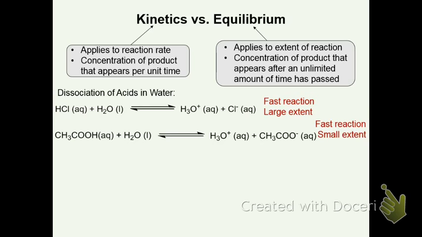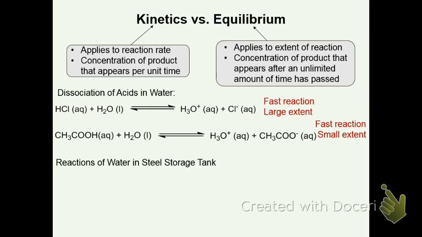The dissociation of acetic acid, on the other hand, is also a fast reaction, so it's going to form hydronium ion quite quickly, but it occurs to a very small extent. So when equilibrium is established, there's very little hydronium and acetate present. The vast majority of the components of the solution are the acetic acid. So we can have fast reactions that occur to either a large or a small extent.